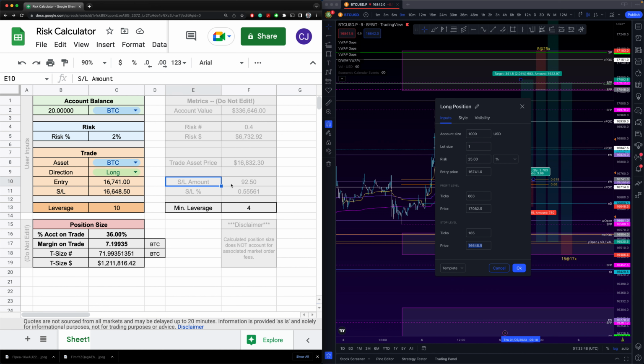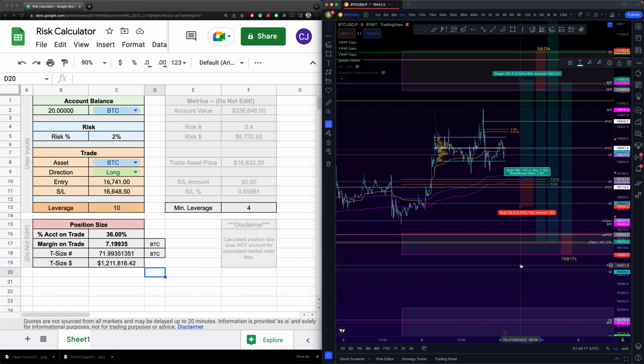The stop loss amount will be the distance from your entry point to your stop loss, and this would be the percent of your stop loss. So this is a 0.55% stop loss. And that is pretty much it. It's very simple to use, but it will again help you understand how large of a position you should be entering in order to achieve your desired risk.